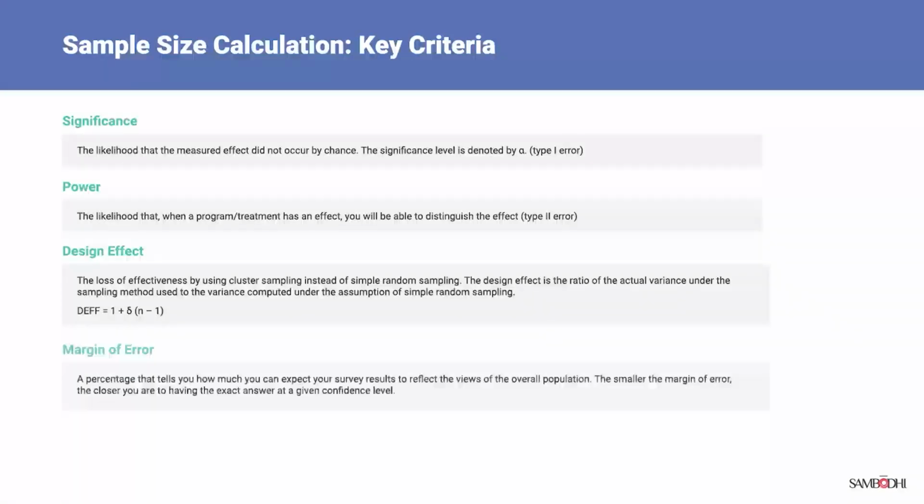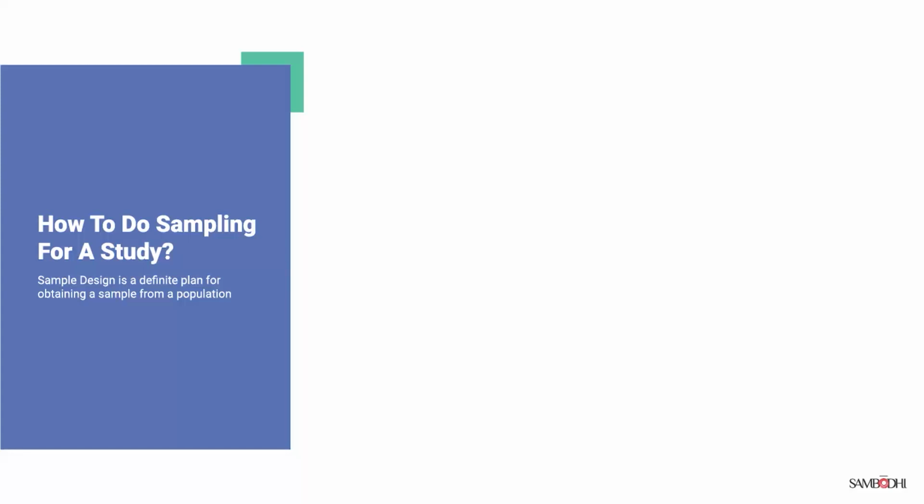Then we have the margin of error, a percentage that tells you how much you can expect your survey results to reflect the views of the overall population. The smaller the margin of error, the closer you are to having the exact answer at a given confidence level. Now that we know the estimation of sample size and the key criteria associated with it, let us take a look at how to do so.